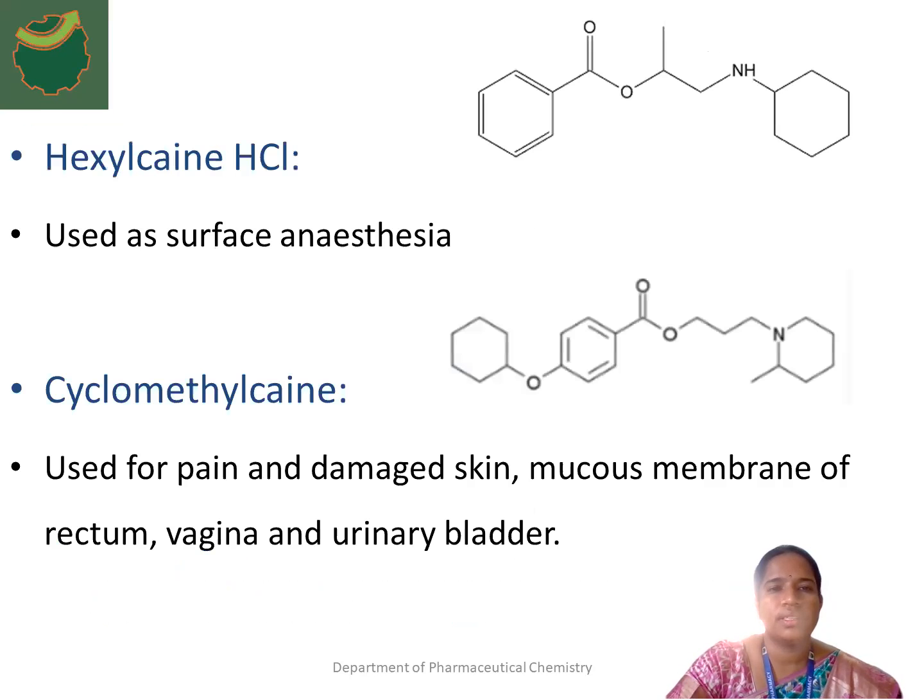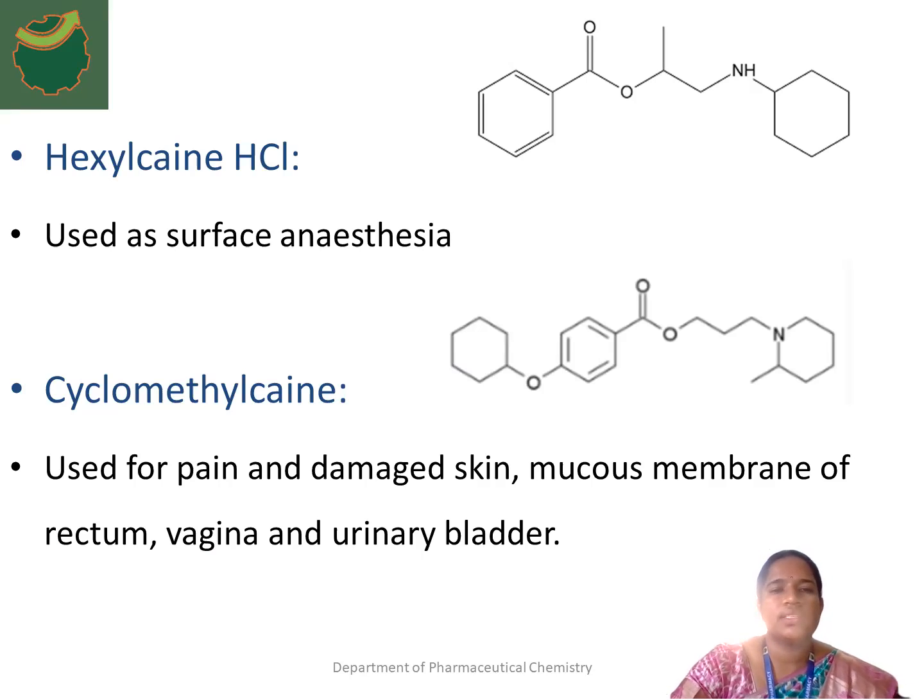Coming to the next drug, this is hexylcaine hydrochloride. So this is the structure of hexylcaine hydrochloride. So here you have a benzene carboxylic group. So this R is substituted with the ethyl chain and with the piperidine ring, a saturated form of cyclohexane. So saturated form of benzene ring is nothing but cyclohexane. So this is also used on the surface. So generally it is called surface anesthesia. So it is also used only topically.